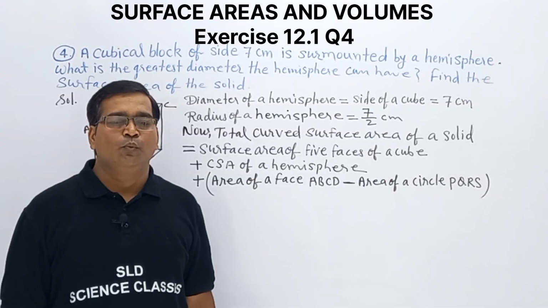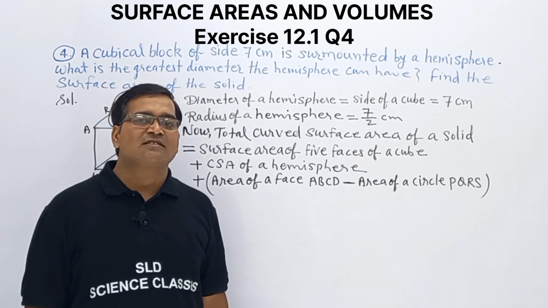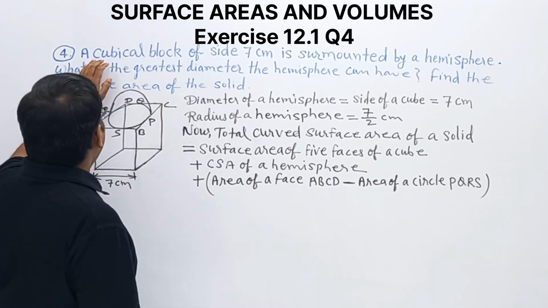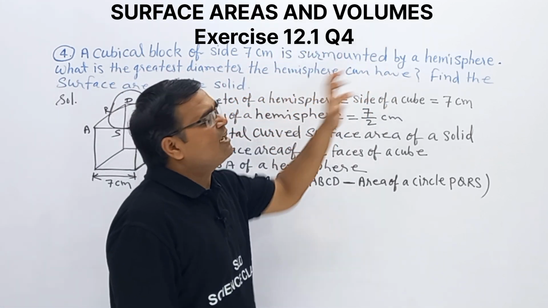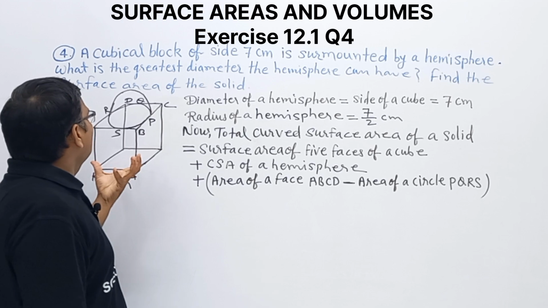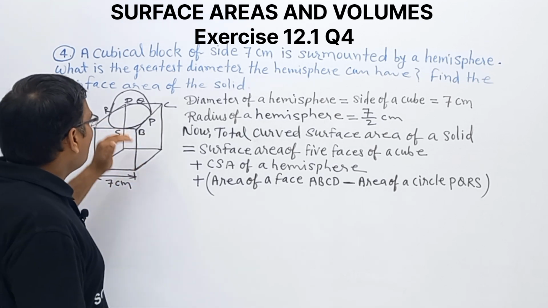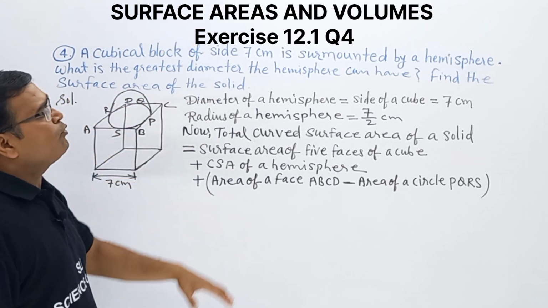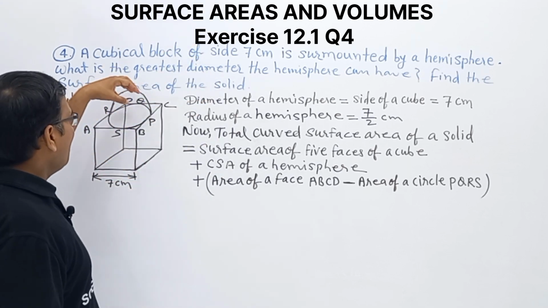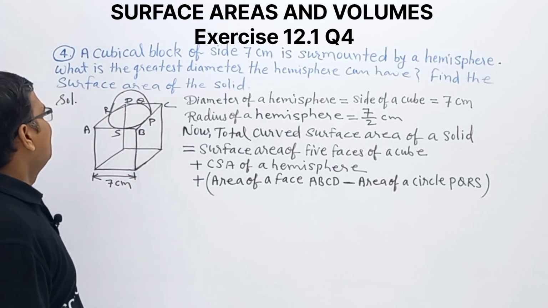In this class, we are going to discuss question number 4, exercise 12.1, surface areas and volumes. Observe this question. A cubical block of side 7 centimeter is surmounted by a hemisphere. So what are we having? We are having one cubical block, and on top of this cube we are putting, or we can say surmounted by, a hemisphere. One hemisphere we are putting on the top face of a cube.